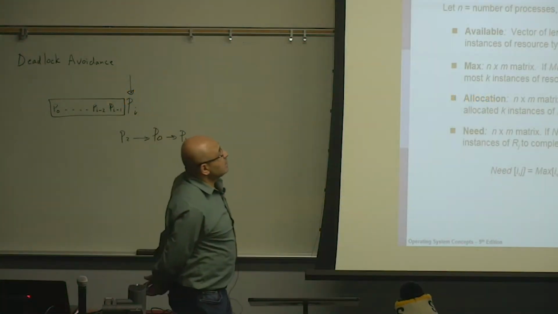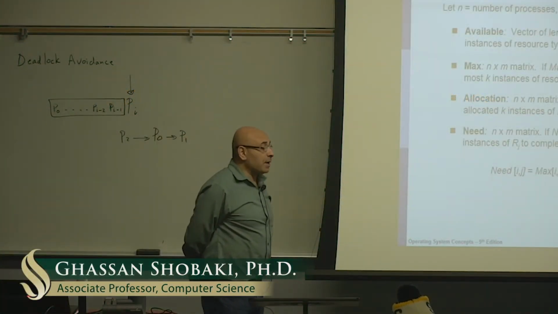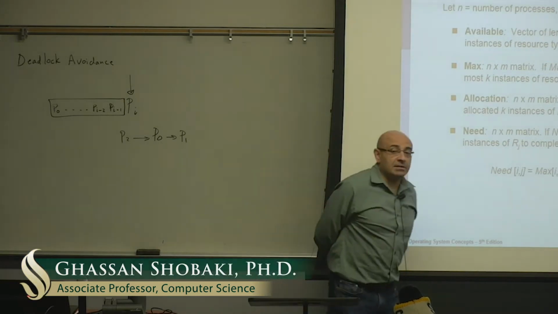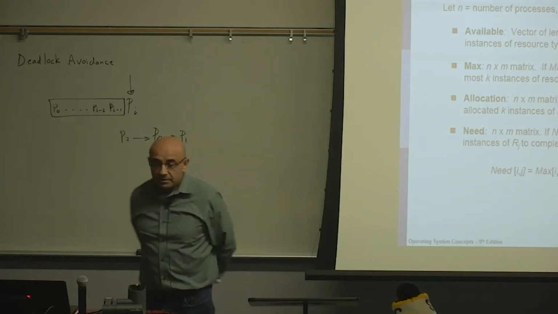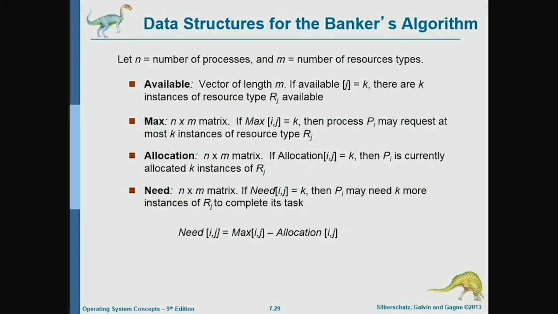So the Banker's algorithm is based on each process declaring its maximum need of each resource. We will have three matrices. One is the max that has the maximum needs of the processes. One is the allocation matrix that has the current allocations, and one is the need, which is the maximum minus the allocation. I think it will be better to look at the numerical example first.